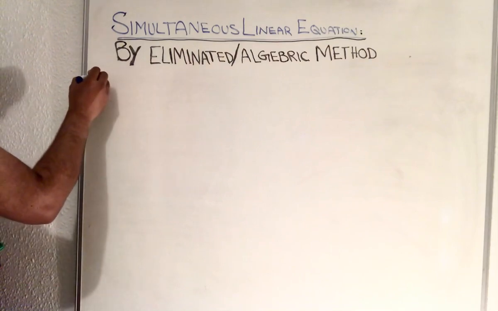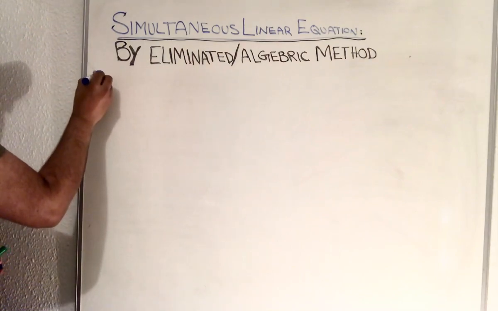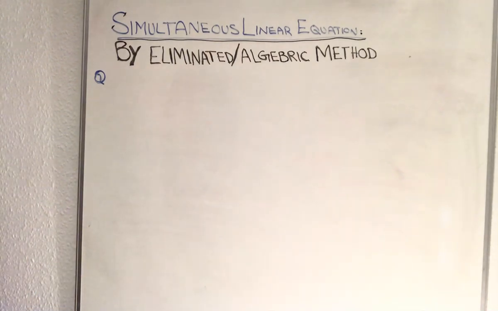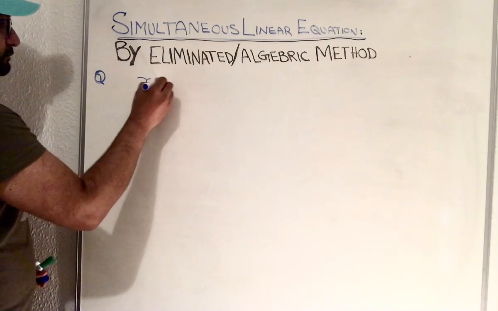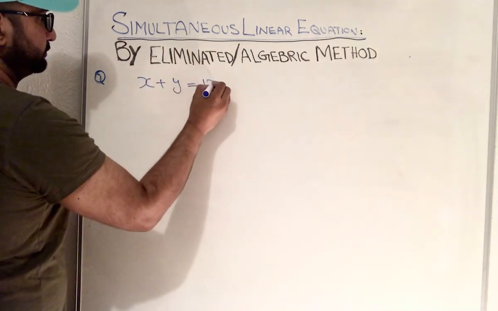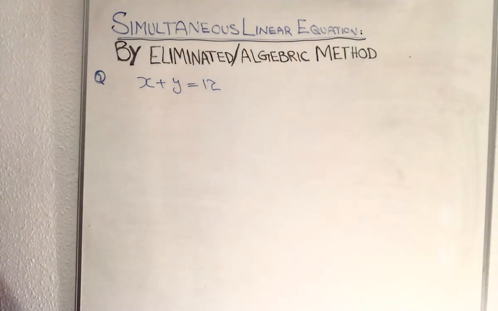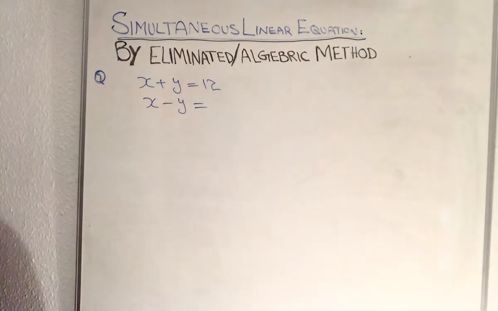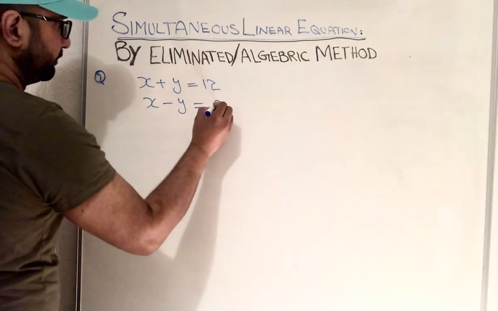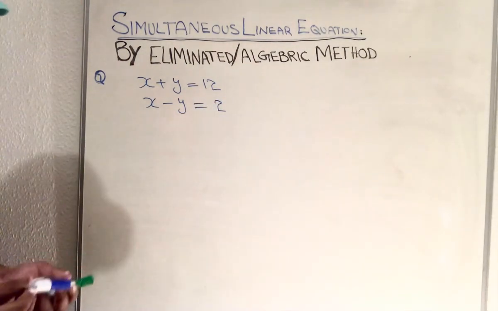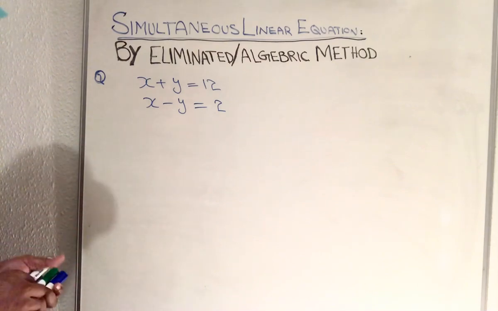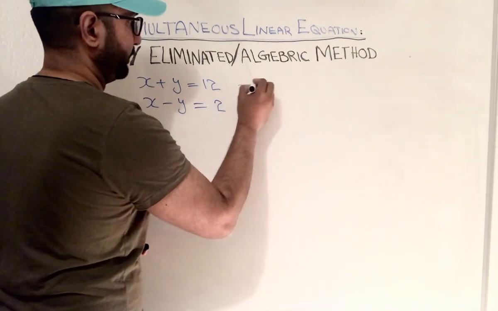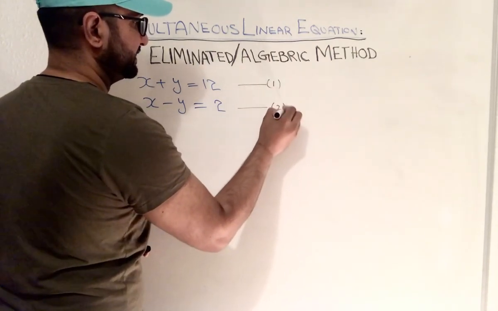If I write down the question, the first one says x plus y equals 12, and the second says x minus y equals 2. So again we have two equations. This is the first one, and this is the second one.